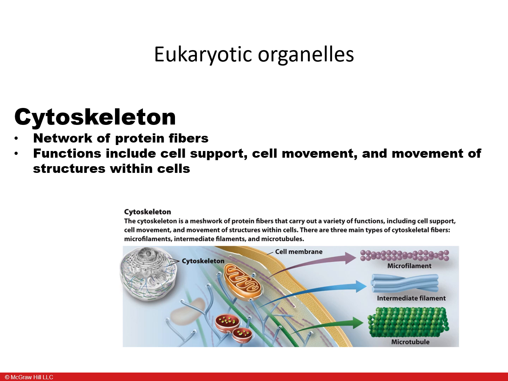The cytoskeleton is another organelle, which is a network of protein fibers, and their function includes cell support, cell movement, and movement of structures within the cell. So the cytoskeleton is composed of 3 different fibers. You have microfilaments, you have intermediate filaments, and then you also have microtubules. Again, the cytoskeleton is composed of microfilaments, intermediate filaments, and microtubules. And as the name implies, it actually gives the cell its shape.